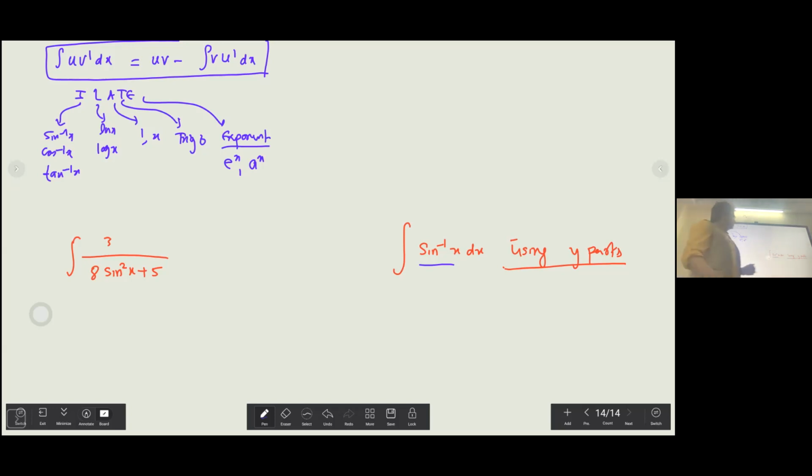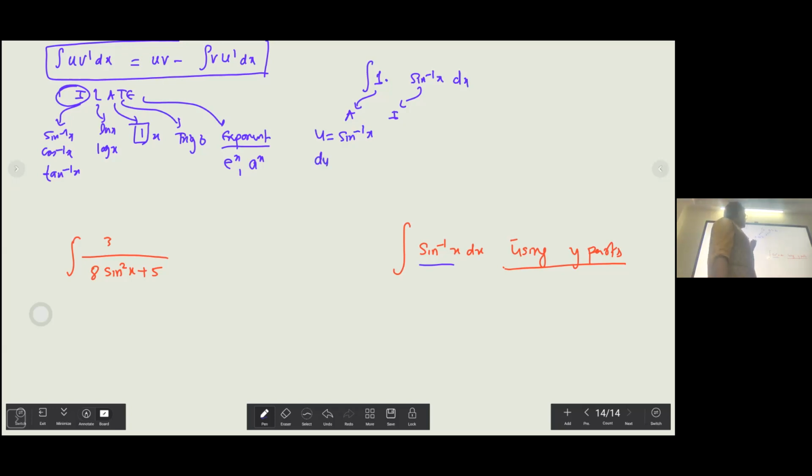So what we need to understand here is that this is 1 times sine inverse x. As you can see, any number that is written comes under algebra. So first, this is algebra, and this is an inverse function, so I. And you can see I always comes first. Since I is coming first, that becomes my u. So u is basically sine inverse x.